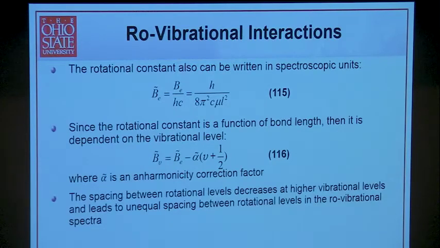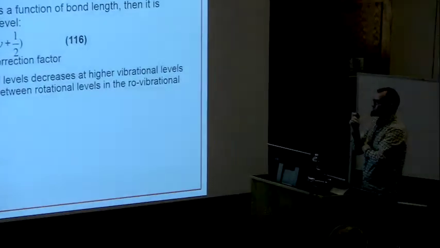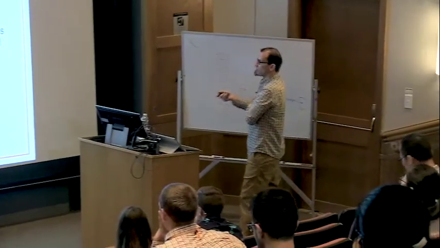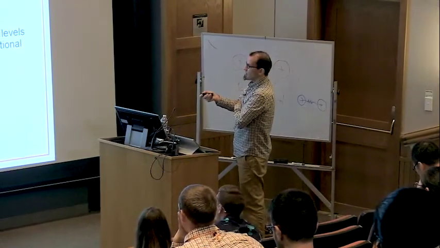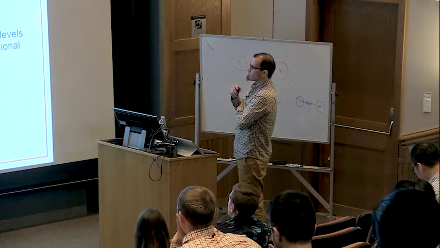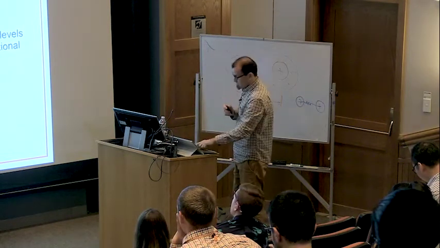So the spacing between rotational levels decreases at higher vibrational levels. Thinking back, as we go to higher vibrational levels, the spacing between vibrational levels decreases, but also the spacing between the individual rotation levels increases. So both of them are getting kind of squished together. So the spacing between discrete rotational lines is decreasing. And because of this, we end up getting unequal spacing between the rotational levels.